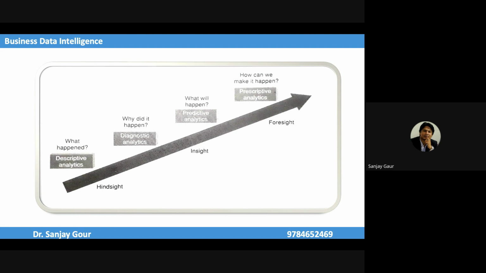Next step is predictive analytics. What will happen? We have data, and what will happen in the future? That is predictive analytics. And the next one, prescriptive analytics. How can we make it happen? This is the important thing.